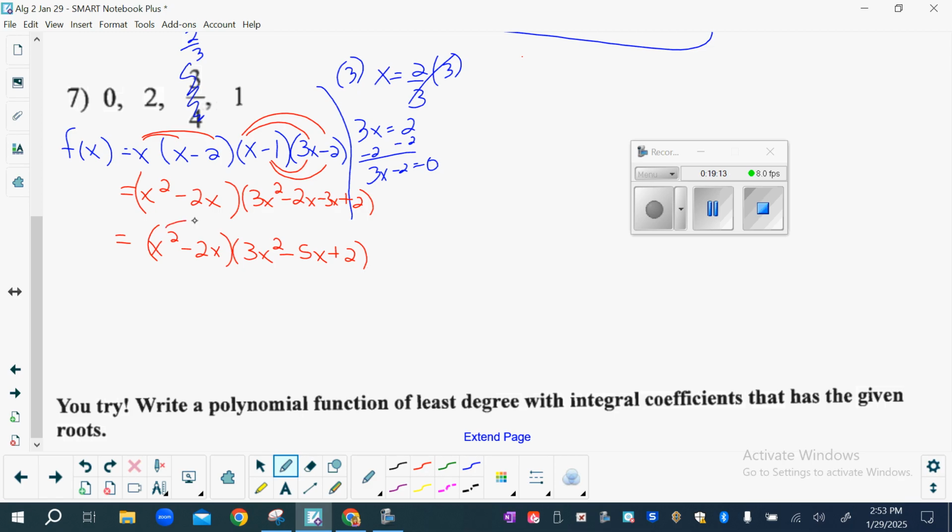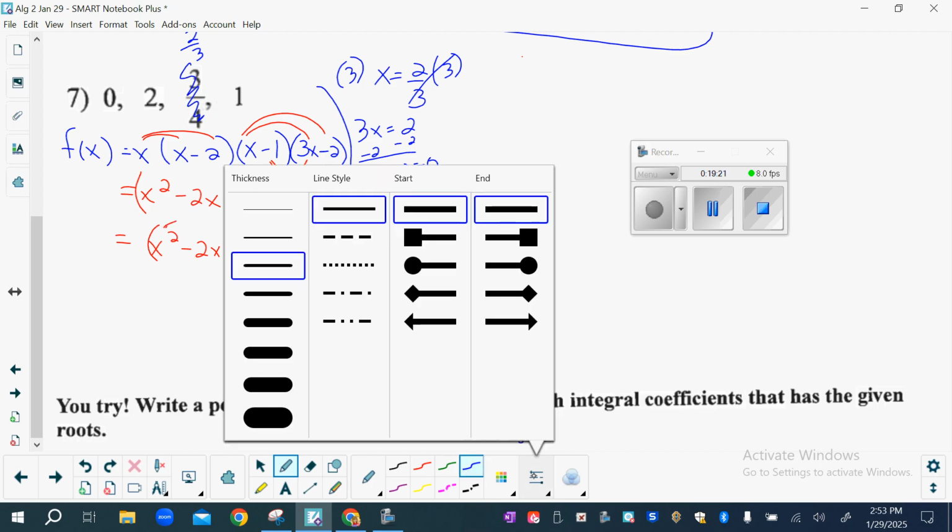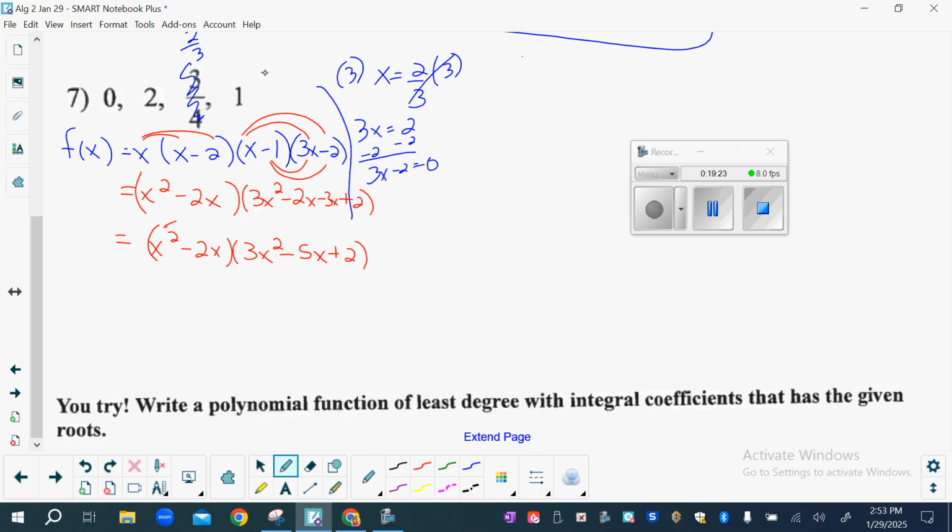So my recommendation when you do this would just be to go slow because it's so easy to make mistakes somewhere. So 3x to the 4th minus 5x to the 3rd.